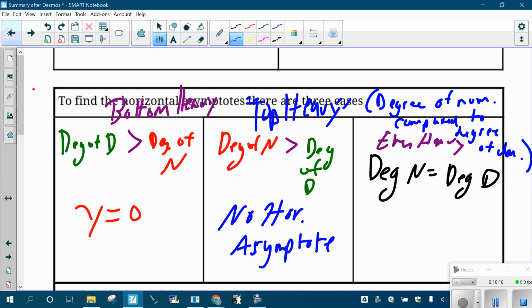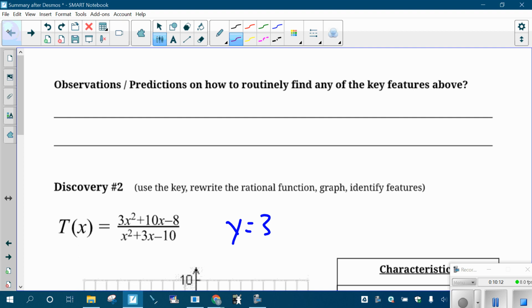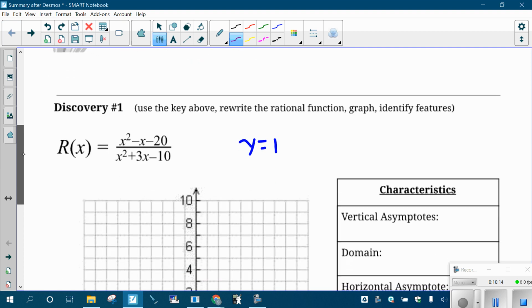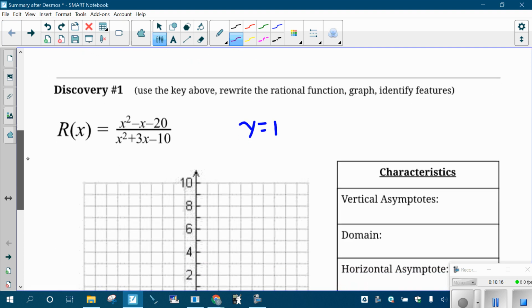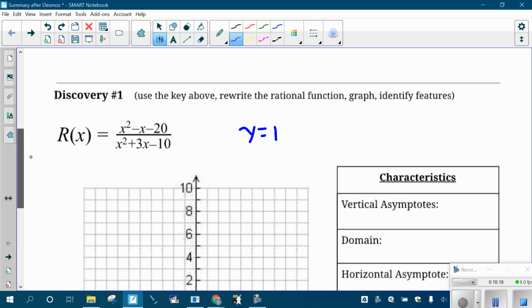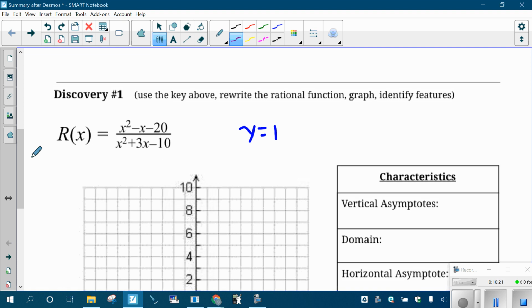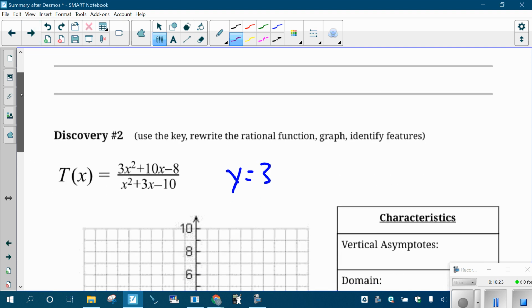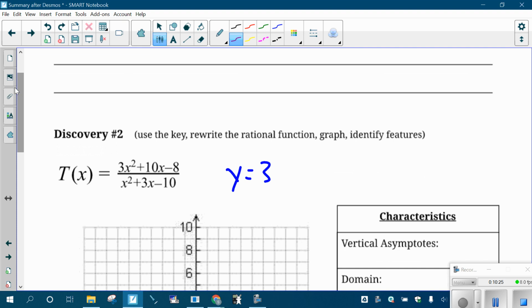And that's like those first two. If you looked at the first equation, the degree of the numerator was 2. It was squared. The degree of the denominator was squared, so the asymptote was 1. Except in this one, the degree of the numerator was 2, it was squared, and the degree of the denominator was 2, it was squared. But our asymptote was at y equals 3.